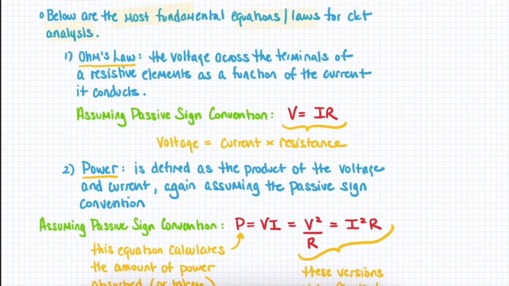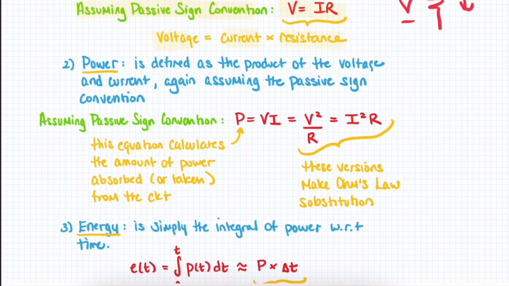So we have Ohm's law, right? It says that the voltage across the terminals of a resistive element can be described as a function of the current it conducts. And the form that's shown right here, again, assumes the passive sign convention. So voltage equals current times resistance. Hopefully, since it's only been like 2 seconds, you remember what the passive sign convention means: it means that the referential direction of our current is flowing from the positive to the negative terminal of the referential voltage polarity.